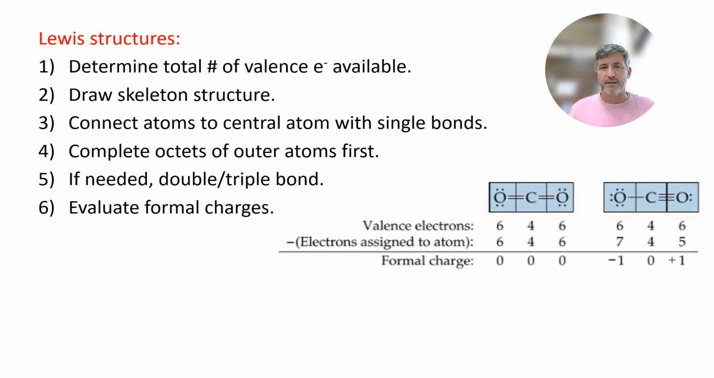So how do we know that we didn't get the right molecule? And the answer is we evaluate formal charges. So formal charges are basically just sort of a math trick that we do to figure out which Lewis structure is the most likely to be correct.